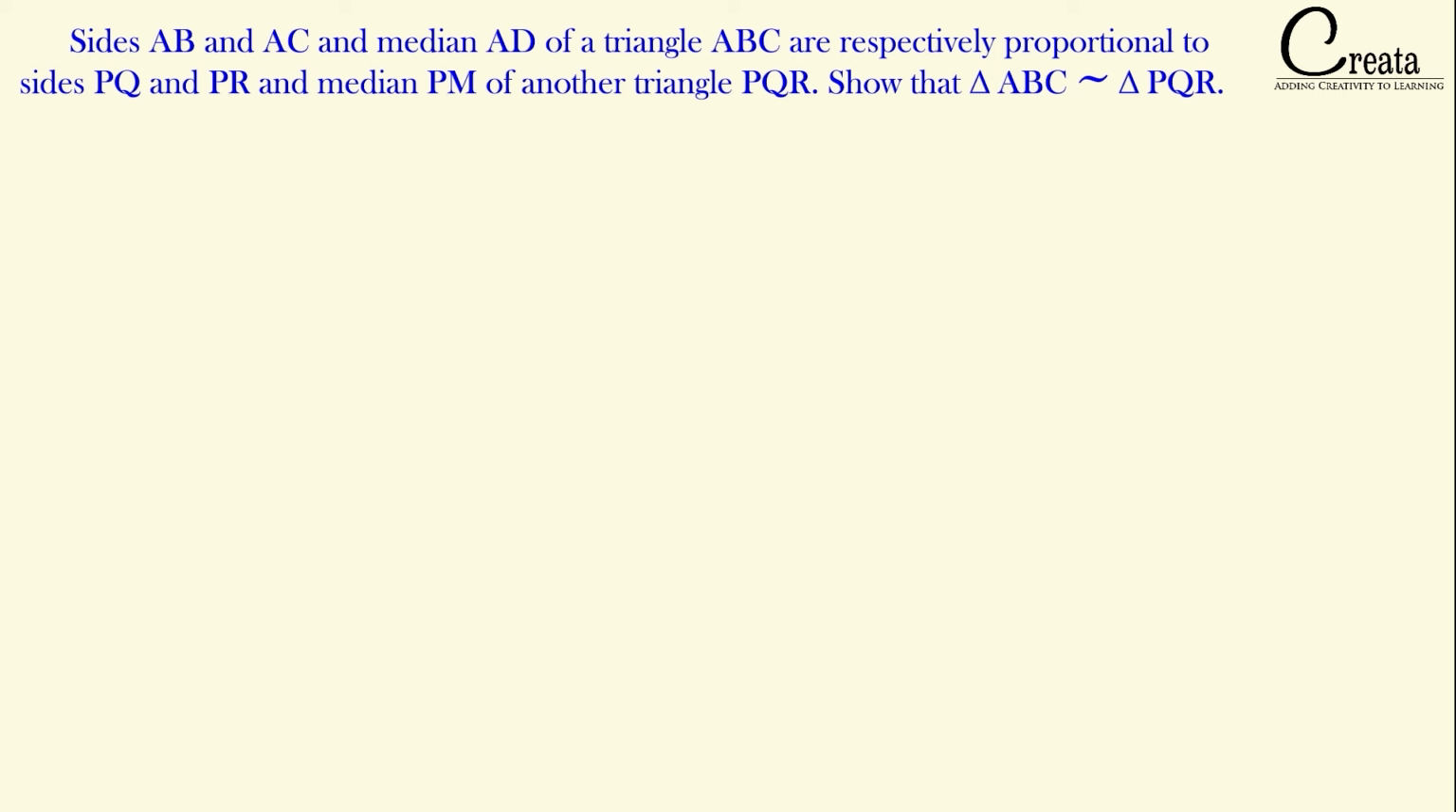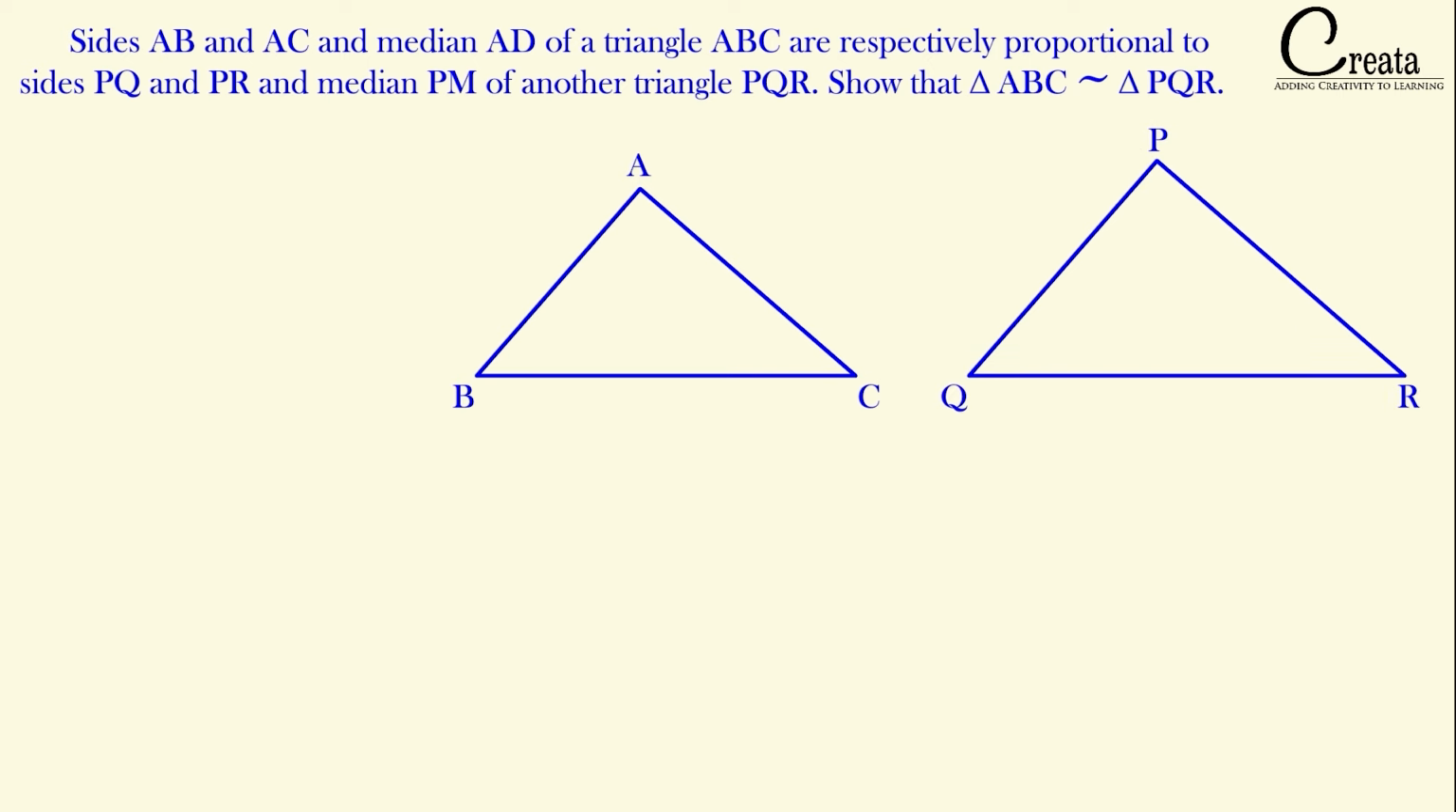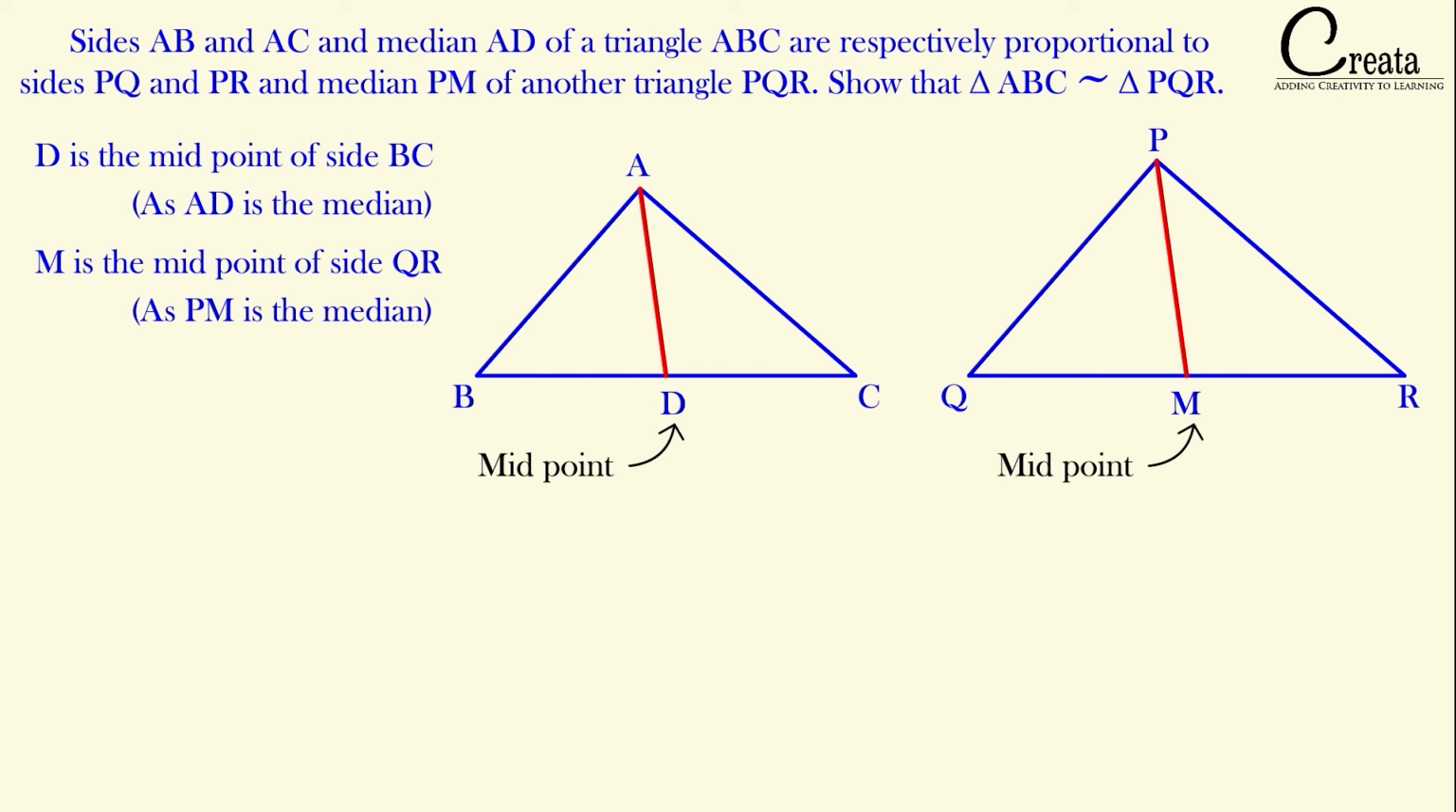Firstly, let's understand this question. We are given two triangles, triangle ABC and triangle PQR, and also the medians AD and PM. And we know what a median is. Medians are the line segments that start from the vertex of a triangle and join the midpoint of the opposite side. It means points D and M are the midpoints of sides BC and QR respectively. Why? Because AD and PM are the medians for triangle ABC and triangle PQR respectively. So we got D is the midpoint of BC and M is the midpoint of QR.